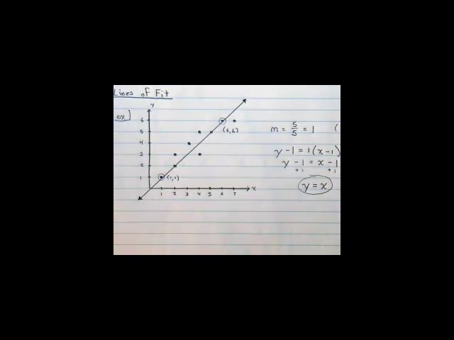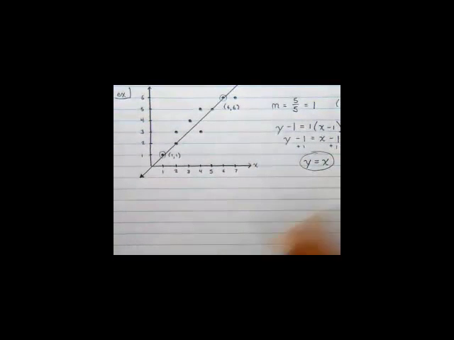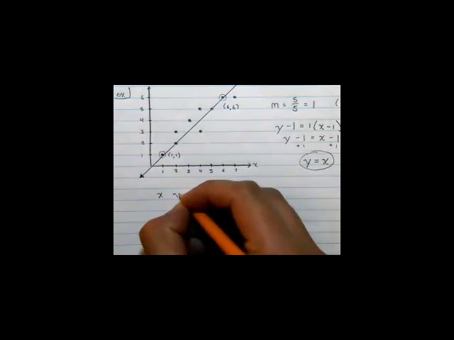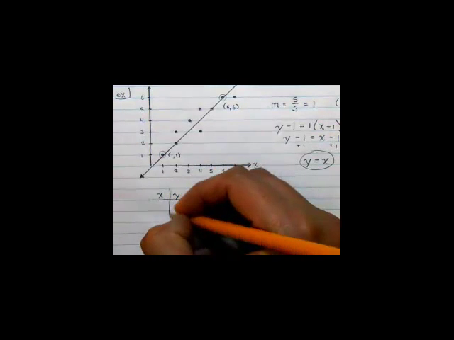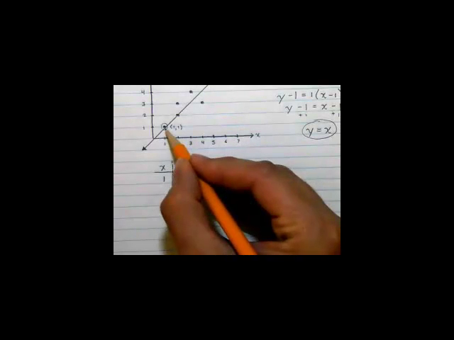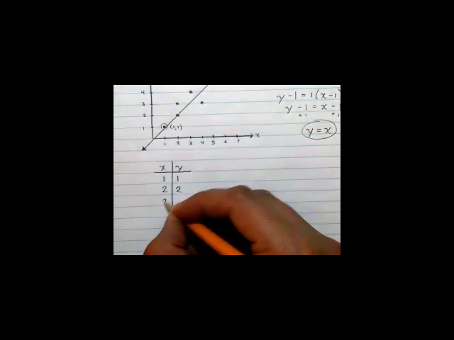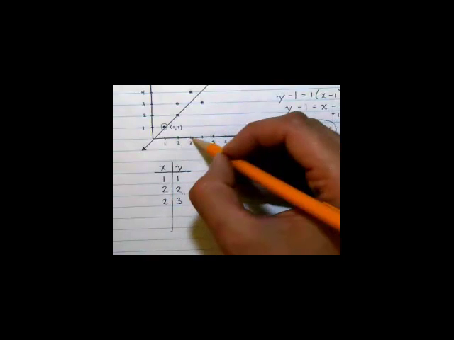First things first, we need to take this data and put it in our calculator. How much time do I have? Okay, we're good. So every one of these points, I need to put in a table real quick. Let's make a little XY chart. We had the point 1, 1, the first one we circled. Then we had 2, 2, and 2, 3. And then we did 3, 4.